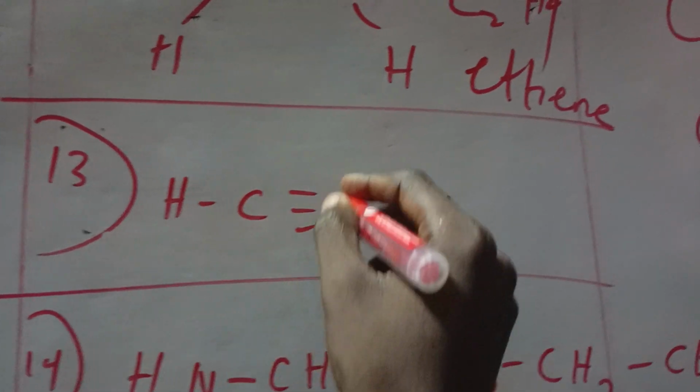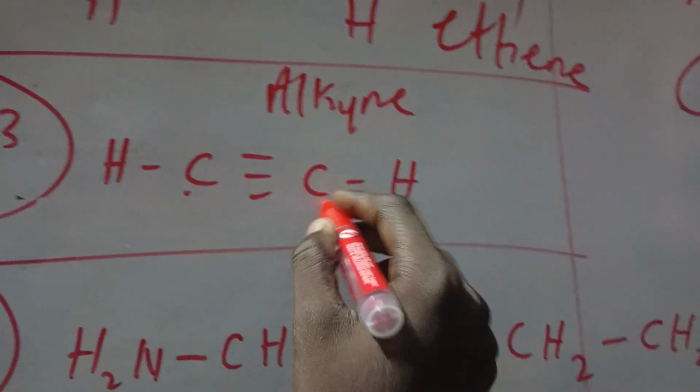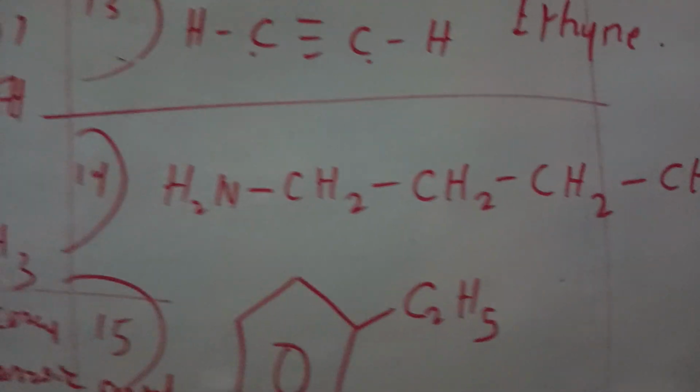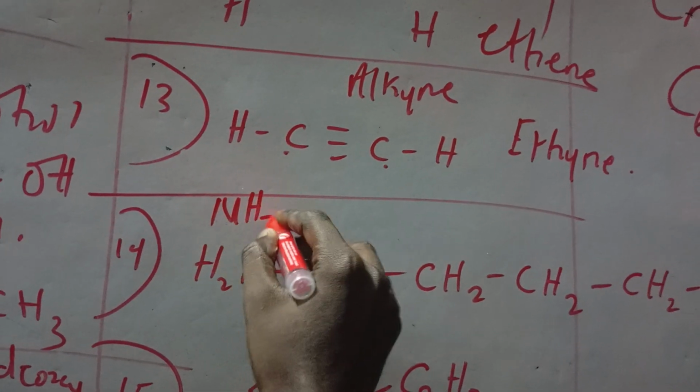Number 13, you can see that triple bond, that one is under alkyne. Alkynes have triple bond, so this is 1, 2, so therefore this is ethyne. It's very easy, just make sure that you understand the foundation. Now look at this one. You can see this H2N is also NH2. Don't let them confuse you.